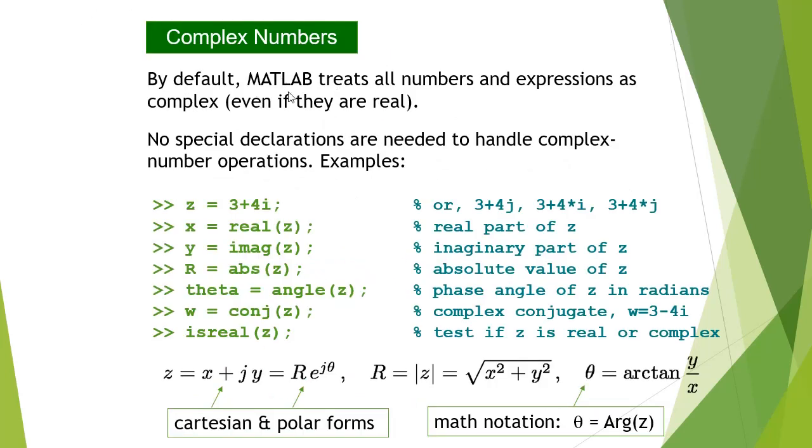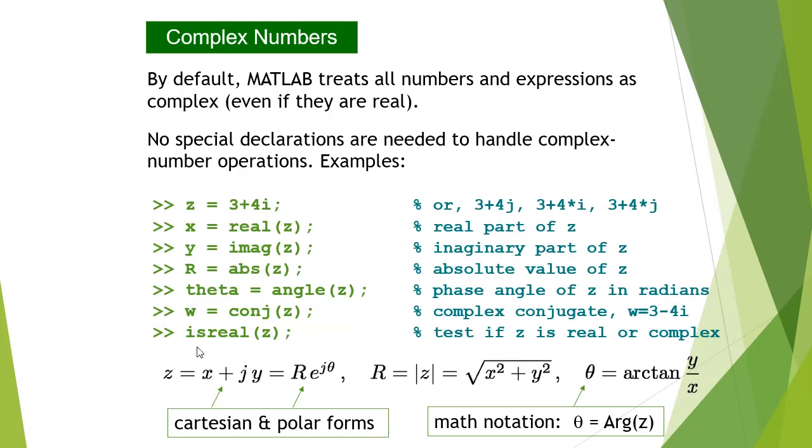So for complex numbers, Matlab by default treats all numbers and expressions as complex, even if they are real. So no special declarations are needed to handle these complex number operations. For instance, Z is assigned a value of 3 plus 4i. Then maybe X is assigned real of Z, and Y is assigned imag of Z, which is the imaginary part given there. So this provides an understanding of how to work with numbers and expressions as complex values.